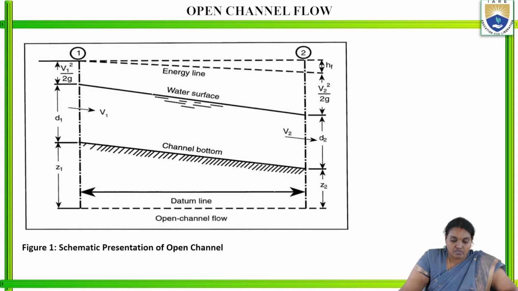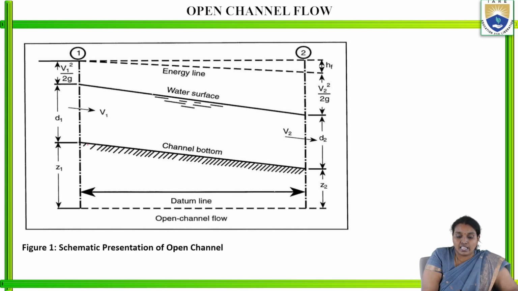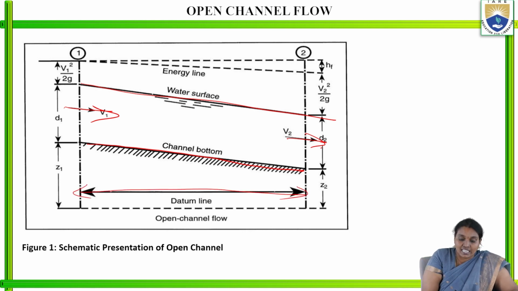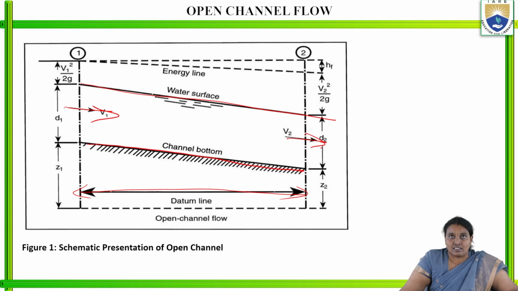This is the figure, so we may understand open channel flow in a better way. So coming to the open channel flow, this is the channel bottom, with the velocity of the flow. Till here the water surface is existing. So the remaining is also there. It comes under free surface. So this is the most important aspect. This we consider as datum line.